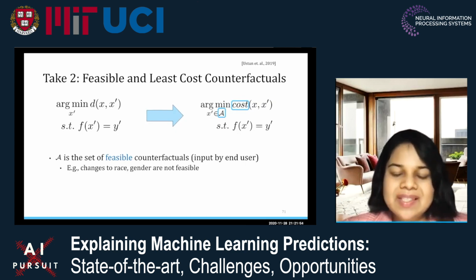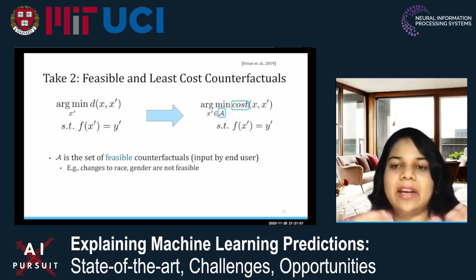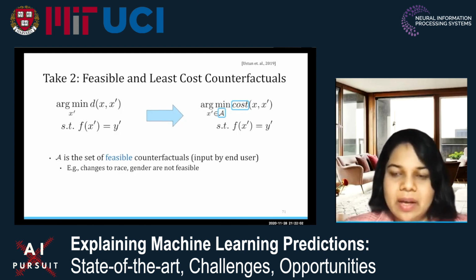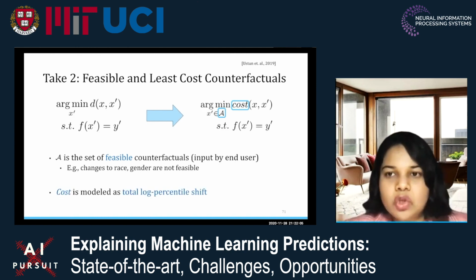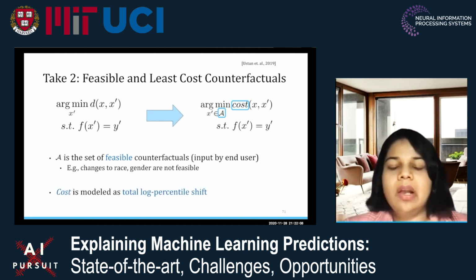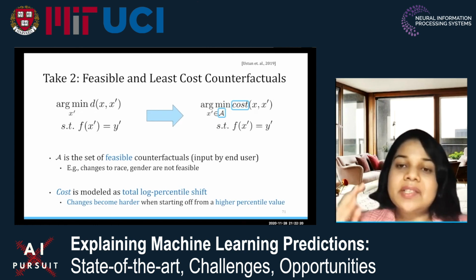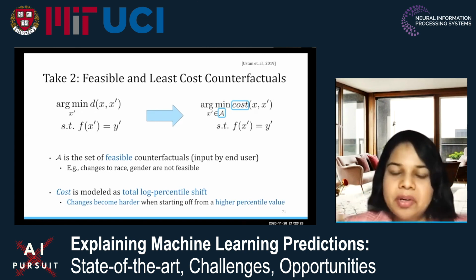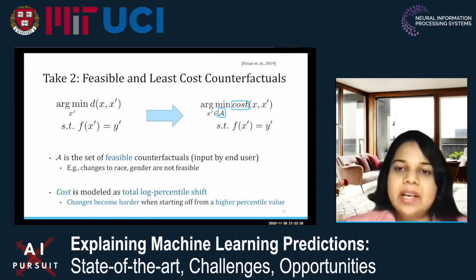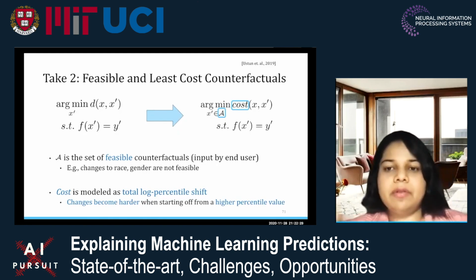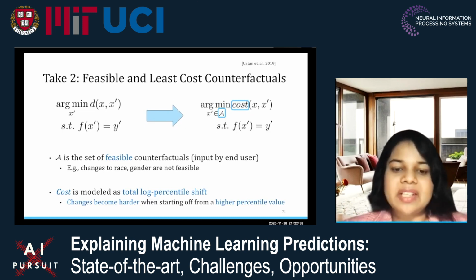For example, end users can explicitly say that changes to features like race and gender are not feasible, therefore they cannot be valid counterfactuals. Okay? And the cost function that is chosen by Houston et al.'s work is actually total log percentile shift, and they use this cost function to capture the fact that changes become harder when starting off from a higher percentile value. That it is harder to move from 90th percentile to 95th percentile than it is to move from 50th percentile to 55th percentile. So this logic is captured in the log percentile shift, which they use as their cost function.